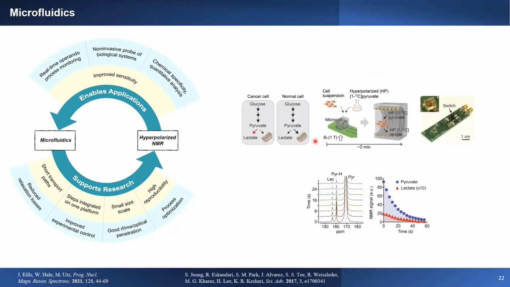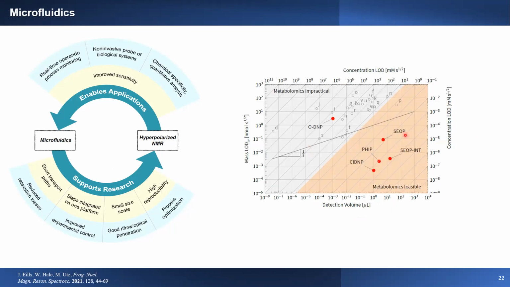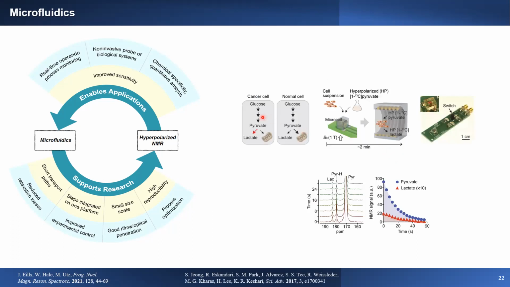Okay, and here I show a really nice example of that. This is a dissolution DNP experiment where a sample of pyruvate is polarized and injected into a microfluidic chip. That's shown here. It flows through this microcoil with a cell suspension, and the conversion of pyruvate into lactate is observed spectroscopically. I think this is a really nice example that came out of Keivan Kashari's lab, showing that combination of hyperpolarized NMR and microfluidics.